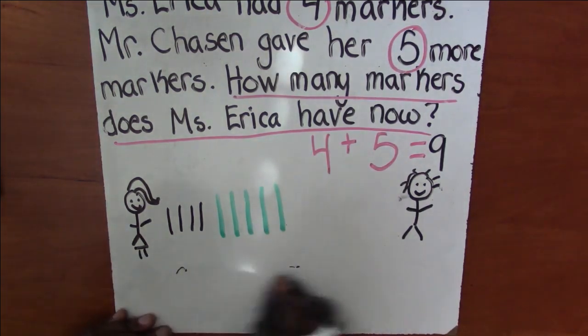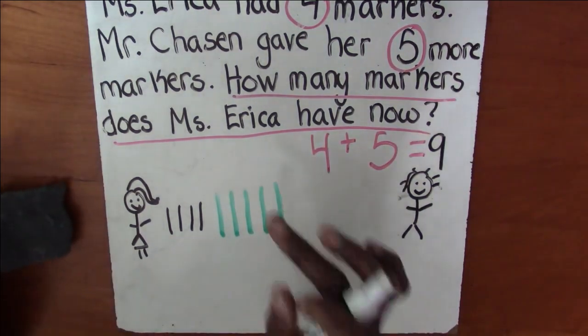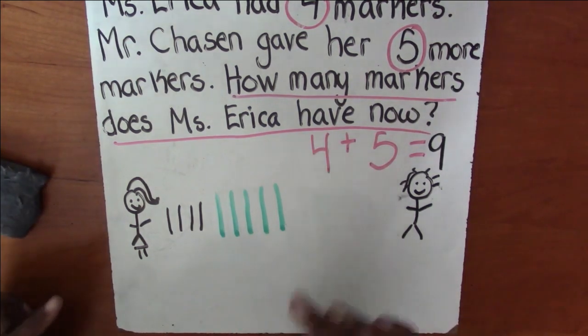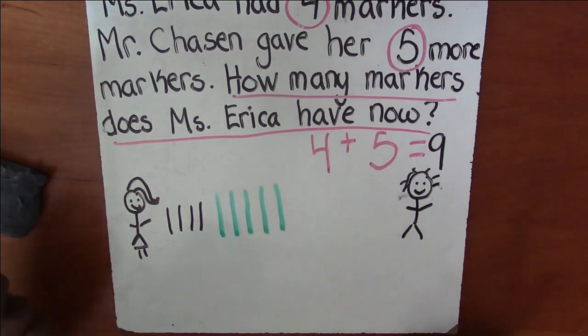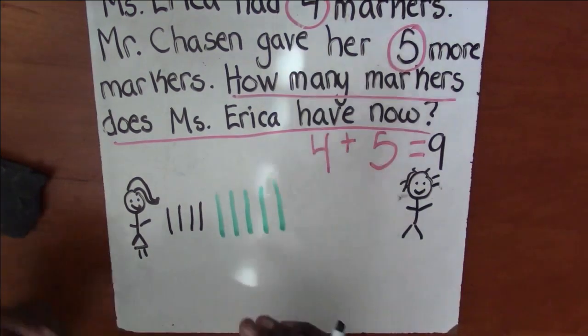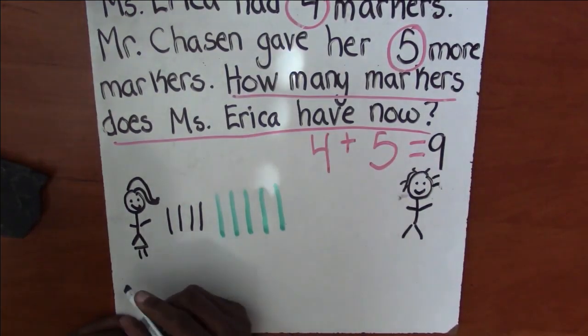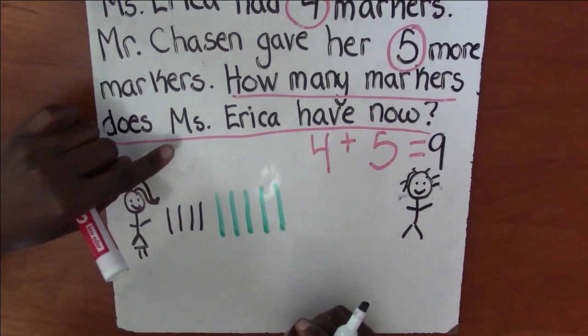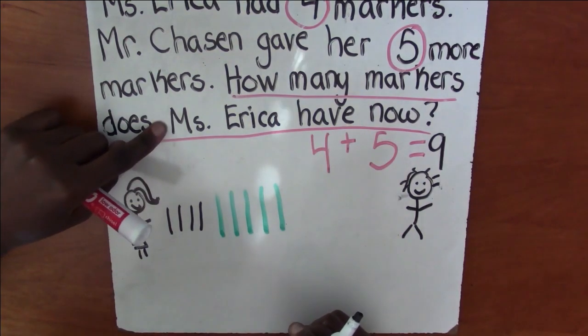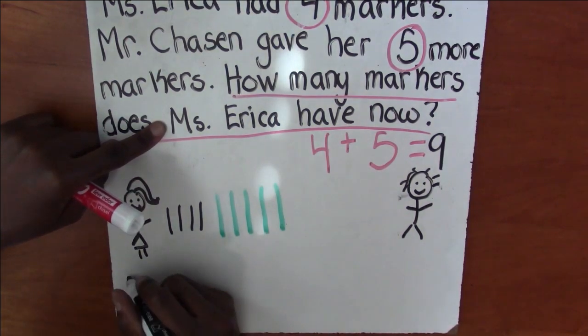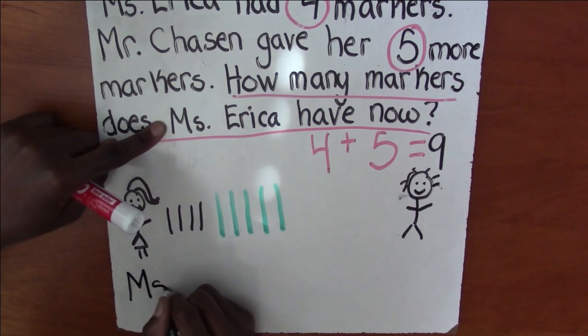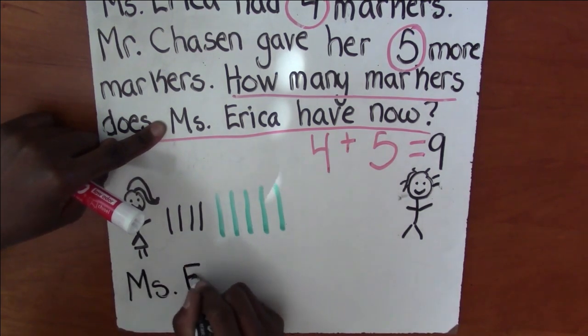So let's restate that question, okay? This question was about me. So we're gonna start off with me. Well, we're not gonna start off with me, but we're gonna start off with Miss Erica. And in order to spell Miss Erica, you can just look right in the question, it's right there. Miss Erica.